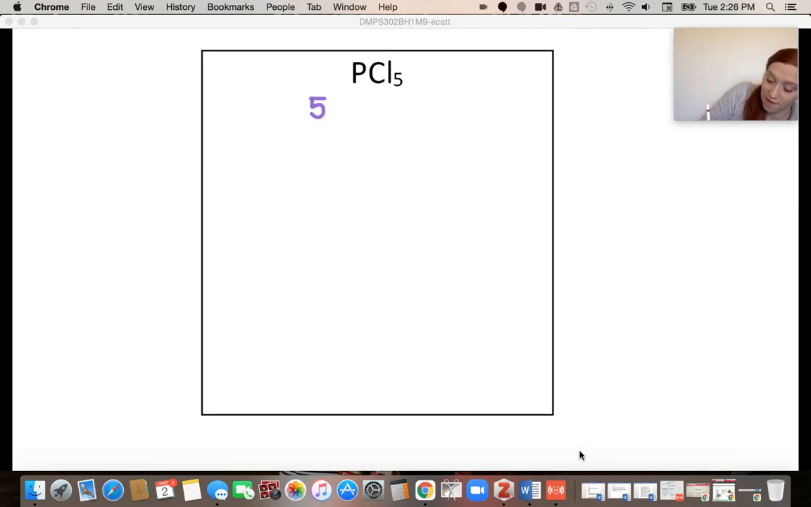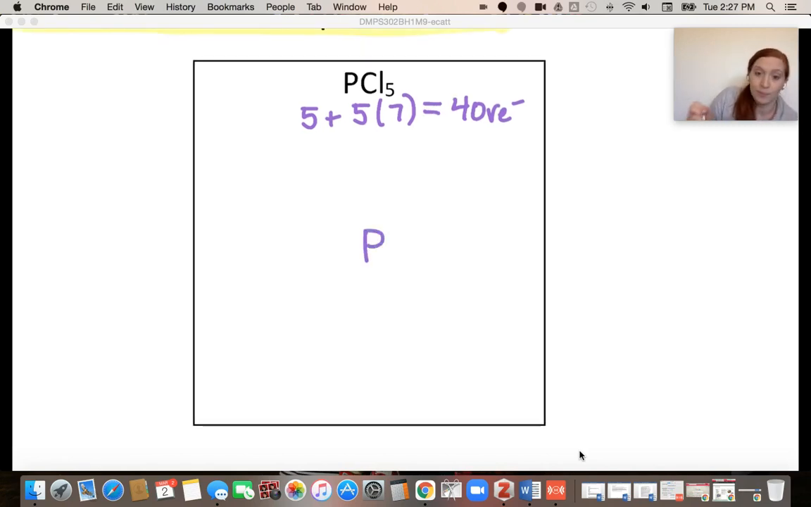Okay, let's try this again. So 5 from phosphorus, 7 from chlorine. There are 5 of those. 5 times 7 is 35, plus 5 is 40 valence electrons to use. Okay, there's only one phosphorus. That's going to make it our central atom. It's also less electronegative. The 5 chlorines are all going to be attached to the phosphorus.